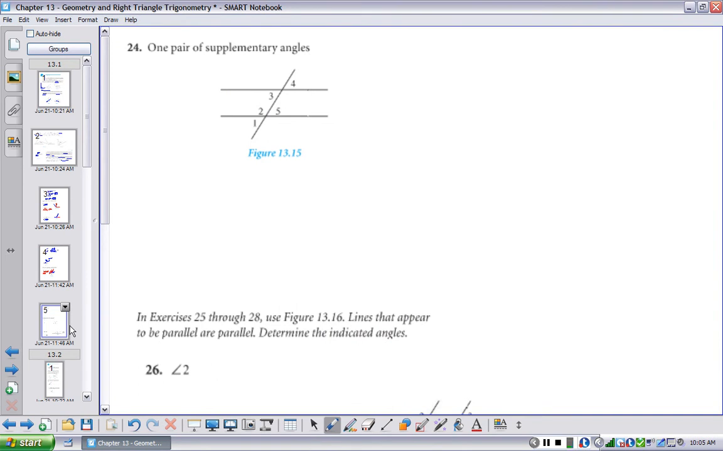Let's look at another one. Number 24 says to find one pair of supplementary angles. Well, there are several, actually. Angles 2 and 5 make a 180 degree angle. Angles 1 and 2 make a 180 degree angle as well. And also 2 and 3 make a 180 degree angle.